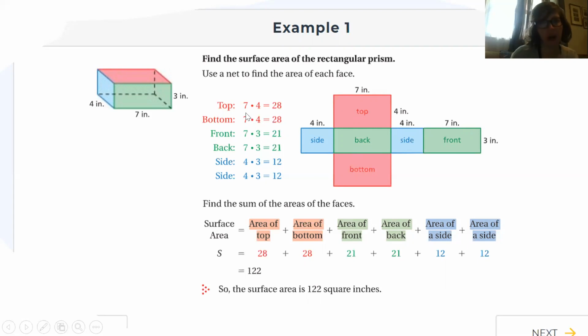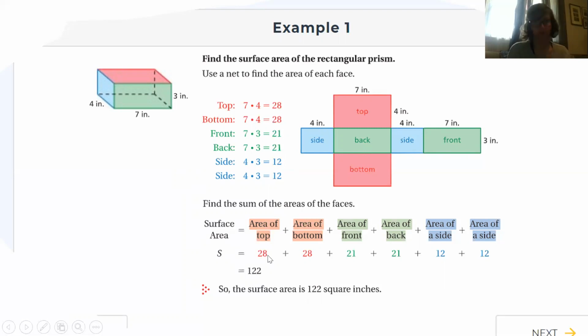What they did was take the top and multiply 7 times 4, which gives you 28. Then they multiplied the bottom, again 7 times 4, which gives you 28. Then the front, 7 times 3, which gave you 21. And then the back, again 7 times 3 is 21, because they're the same size. Then they took the side and multiplied 4 times 3 and got 12, and the other side 4 times 3, which gives you 12.